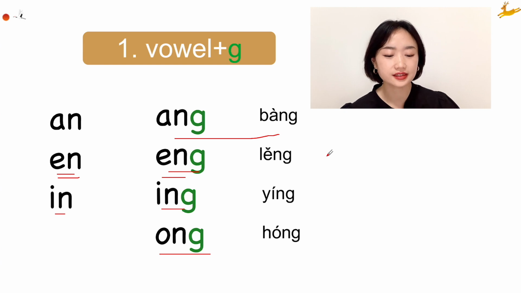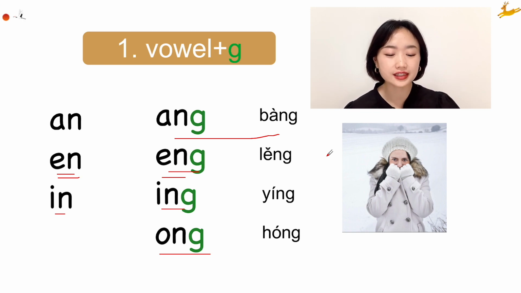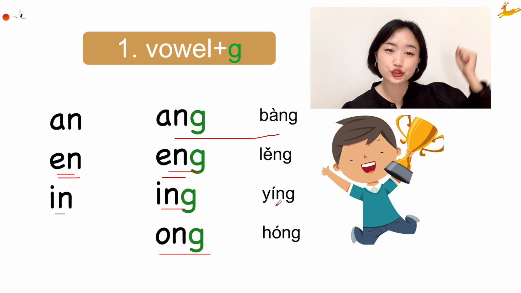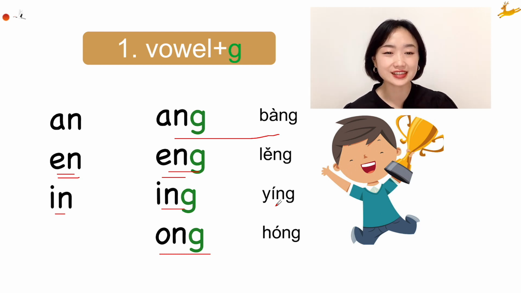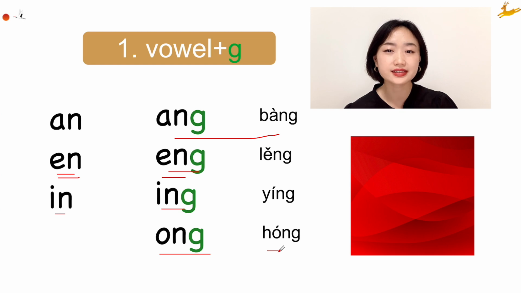As in 冷, cold, 冷. Ying as in 赢, to win, 赢. And last one, ong as in 红, red, 红. Yes.